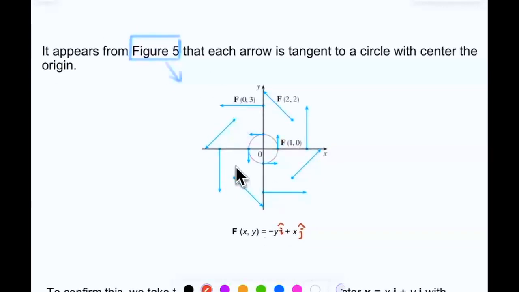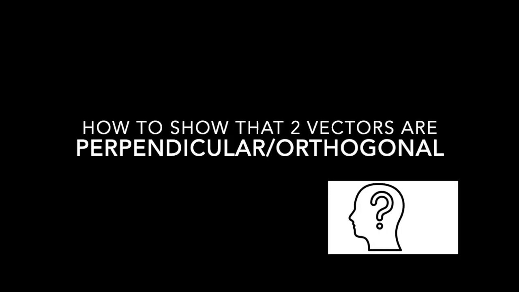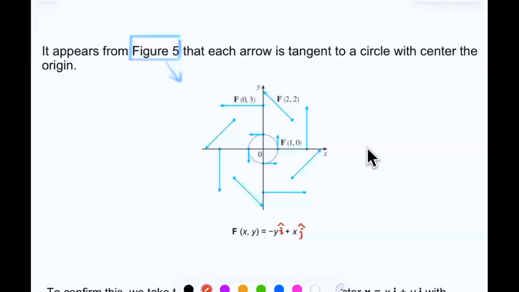Well, from this picture here, we kind of suspect that each arrow, look at the arrow, is tangent to a circle, right? Tangent to a circle with center at the origin. So it looks like each arrow is tangent to a circle with the center at this origin. But how can I confirm this? Yeah, you take the dot product, right? So you can take the dot product.